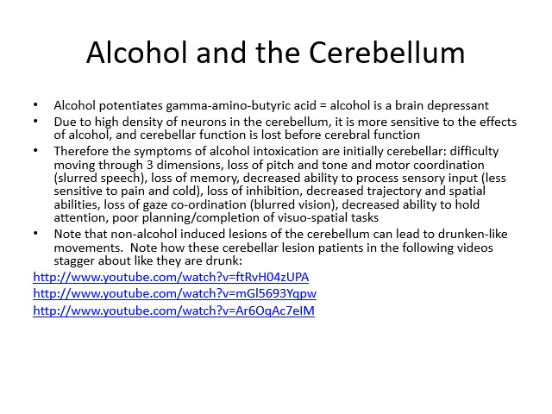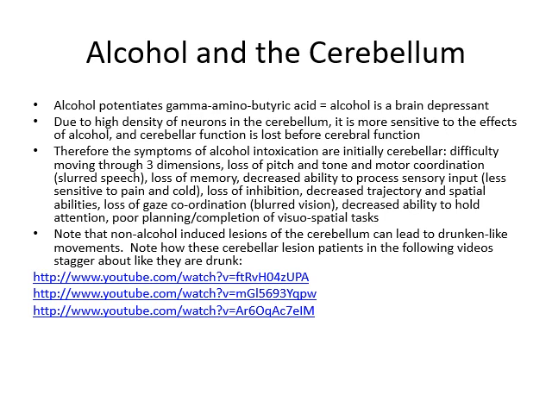So the cerebellum is more sensitive to the effects of alcohol compared to the cerebrum. And drunk people tend to lose the cerebellar function before they lose their cerebral function. And therefore the symptoms of drunkenness are initially cerebellar symptoms. You have difficulty moving through three dimensions, so you stumble and fall. Loss of pitch and tone, so your speech is slurred and not very nice to hear. And there's loss of motor coordination, which encourages a slurred speech.